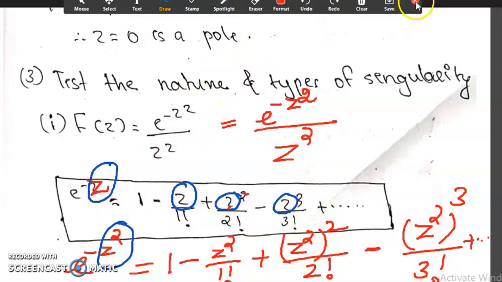So we have to continue with this. Taking the squares, we get z square by 1 factorial, z power 4 by 2 factorial, minus z power 6 by 3 factorial, that is z power 6 by 6. So now this e power minus z square can be replaced with this equation.